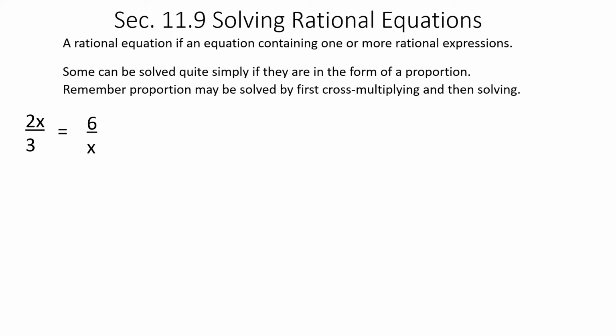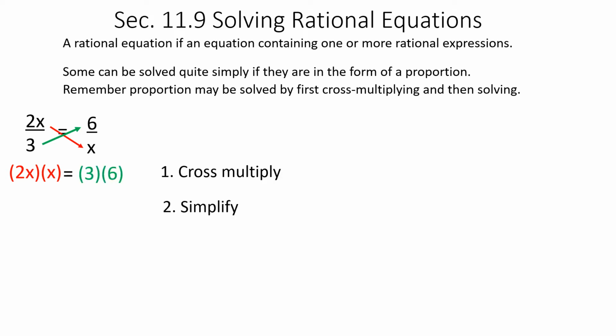So here's my first example. We have two rational expressions. They're basically two fractions that are set equal to each other, and so that is considered a proportion. So in order to solve this, the first thing we're going to do is cross multiply. So we're going to take the 2x times the x, and then we're going to cross multiply and take the 3 times the 6. From there, we're going to simplify. So 2x times x is 2x squared, and 3 times 6 is 18.